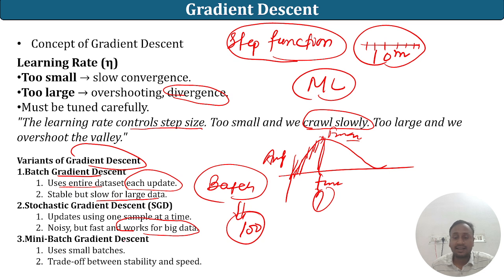Then we have mini batch gradient descent. Sometimes if we take each sample at a time, there might be noise, and it will create problems. So we take similar homogeneous samples and keep them in a mini batch. Let's say one batch has 100. We'll keep batches of 10, 10, 10, 10, 10, and then apply the gradient function. In that case we get stability and speed, so we are going to use small batches.